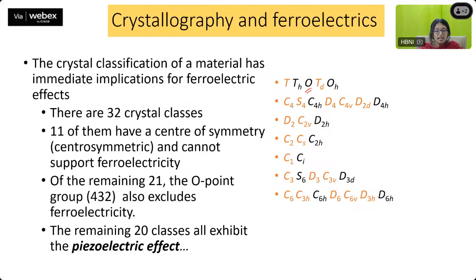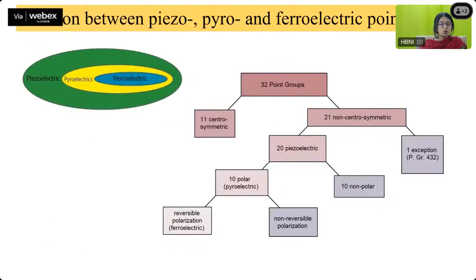So now the remaining 20 classes all exhibit something which is known as the piezoelectric effect. So you have piezo: 32 point groups, out of which 11 are centrosymmetric, 21 are non-centrosymmetric. One of them is an exception, which is that O group. It doesn't give you any kind of piezoelectricity. Now you have 20 piezoelectric groups, out of which 10 are non-polar. You leave them out. Now, out of these 20, the 10 which are polar are all pyroelectric. And out of these 10 polar, the ones which have reversible polarization are ferroelectric. And the others have non-reversible polarization.